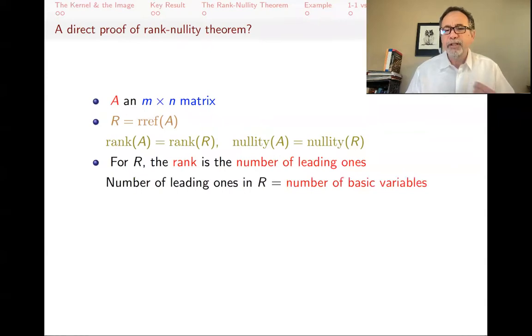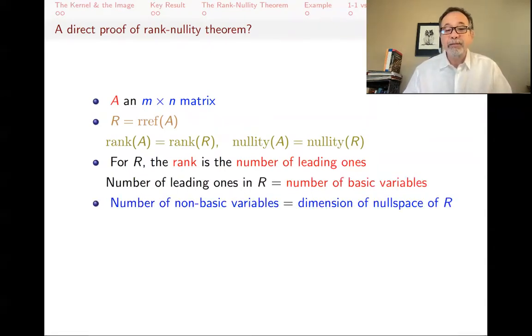Now, the number of leading ones is also the number of basic variables, and the number of non-basic variables, which is the other variables, is going to be the same as the dimension of the null space. If you remember how we solve homogeneous systems of equations, those non-basic variables are the free variables, and you can say, well, this one can be anything you like, that one can be anything you like, and so on. And you write all the basic variables in terms of them.